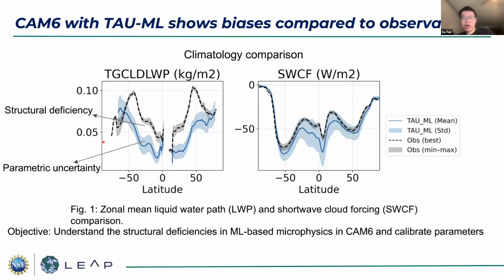So the objective of our work is to use AI or contrastive learning model to identify the structural deficiencies in the CAM6 model with warm rain microphysics, and also calibrate physical parameters to better agree with the observations.